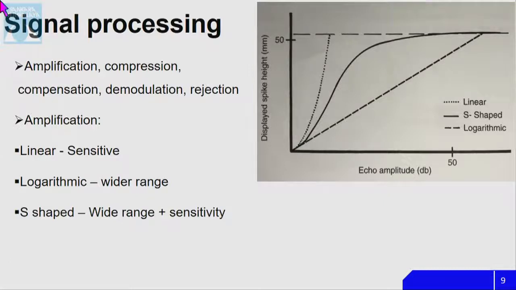There are 3 types. In the initial ultrasound, even A scan, we were using the linear one. As we can see, the linear one is very sensitive even to fine changes in the echo, but it doesn't have a wide spectrum. Whereas the logarithmic one has a wide spectrum, but it may not be very sensitive. The S-shape, which we are using now in standardized echography, has the advantage of both linear as well as logarithmic. It has a wide range, but is also sensitive to changes which happen at very low intensities or at very high intensities.